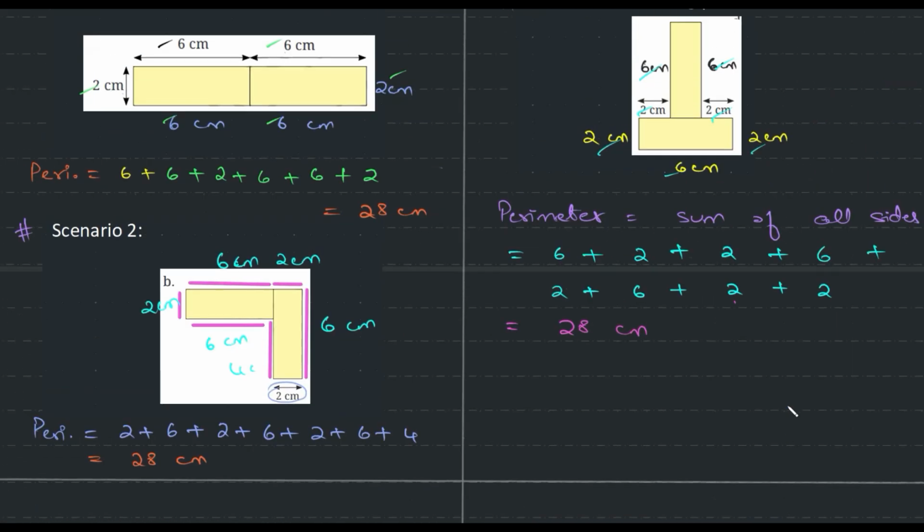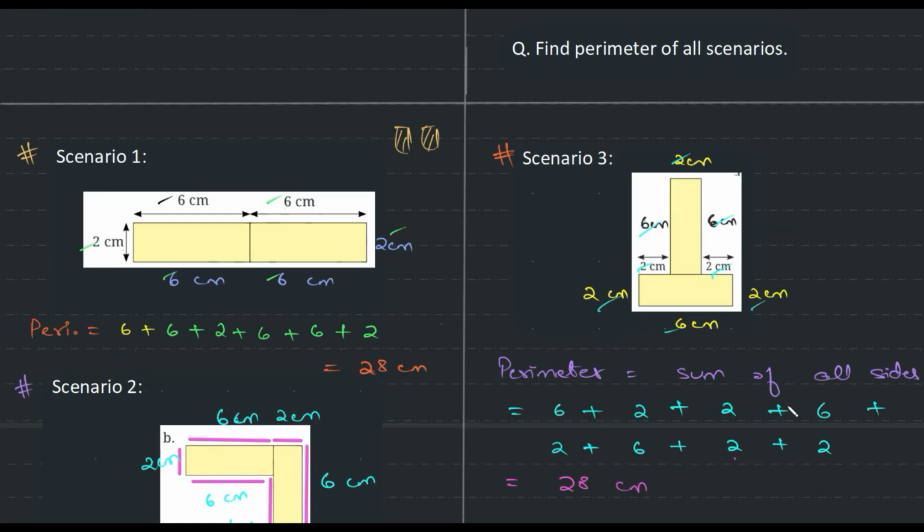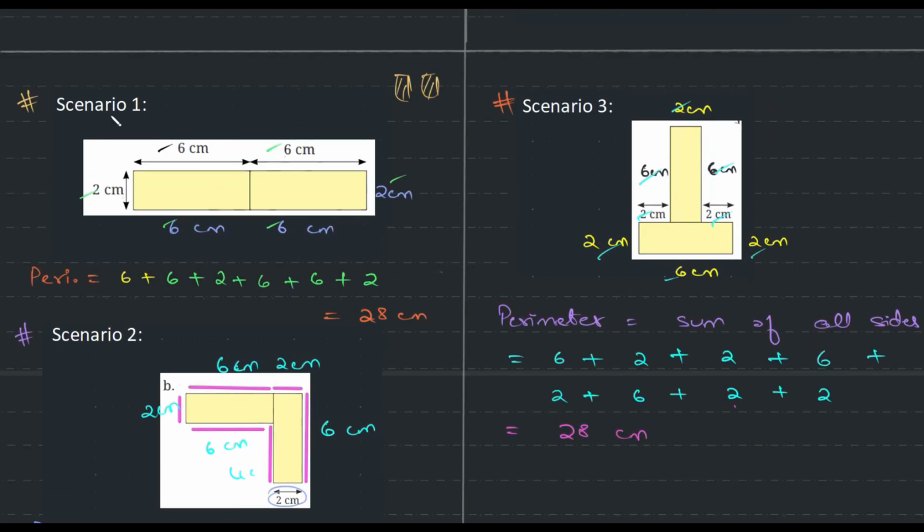Right? Again, the idea of perimeter is sum of all the sides, as simple as that. All the sides, that is basically the outer ones, like this, don't add the inner ones. So this is your perimeter. Don't add the inner ones. Okay.